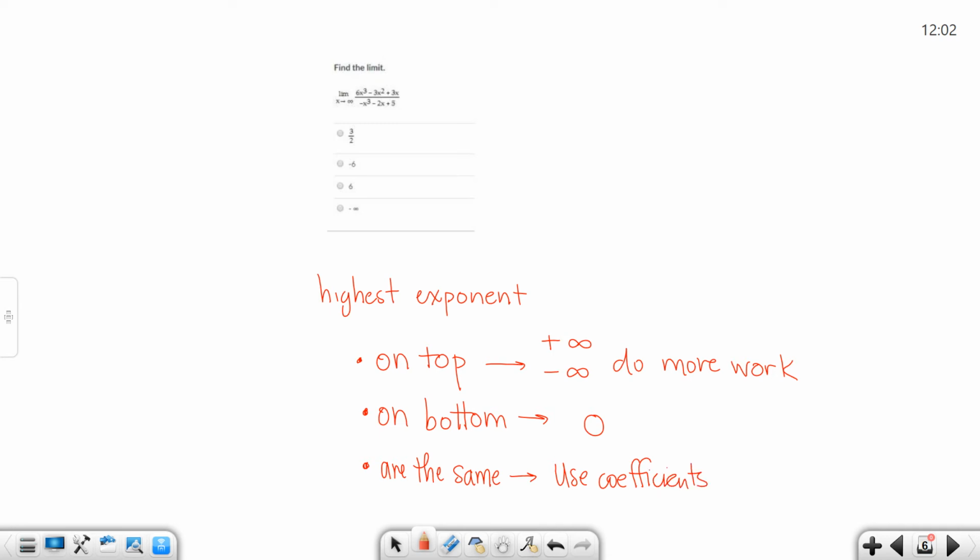When I look at the problem on the screen, I see a power of 3 in the top and a power of 3 in the bottom. That means my powers are the same. So since the powers are the same, you're going to use coefficients. This coefficient is 6. This coefficient is negative 1. So my limit is negative 6. And that's how you do it.